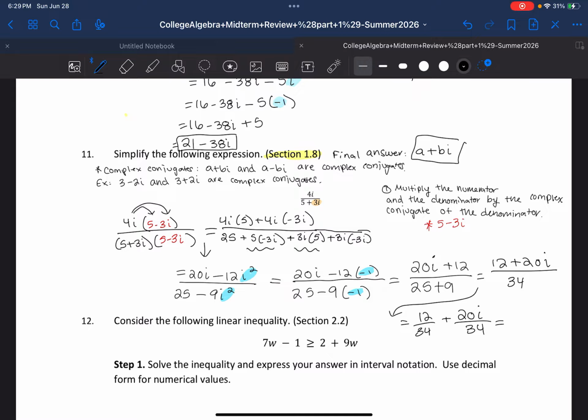And so on the first one, they both can be divided by 2. So that would be 6 over 17 plus 10i over 17. So that's me dividing all of those numbers by 2 so that it can be simplified. This would be your final answer.